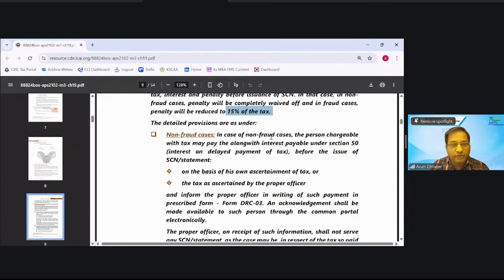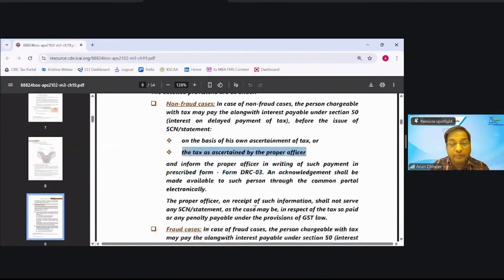Correct. Non-fraud case. In case of the non-fraud, the person chargeable with the tax may pay the tax along with interest payable under Section 50 before the SCN or the statement, on the basis of his own ascertainment or as ascertained by the officer, and inform the proper officer in DRC 03. What is the DRC 03? Have you used DRC 03?